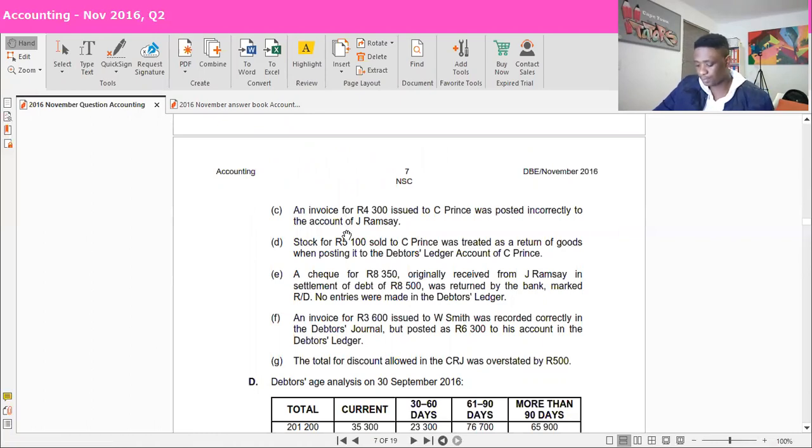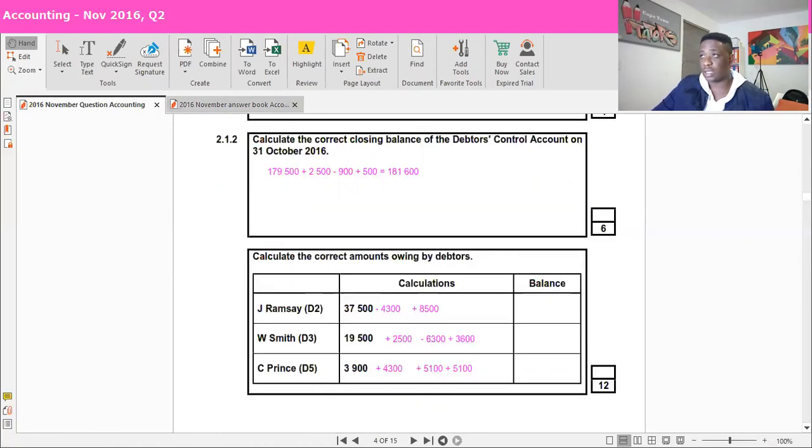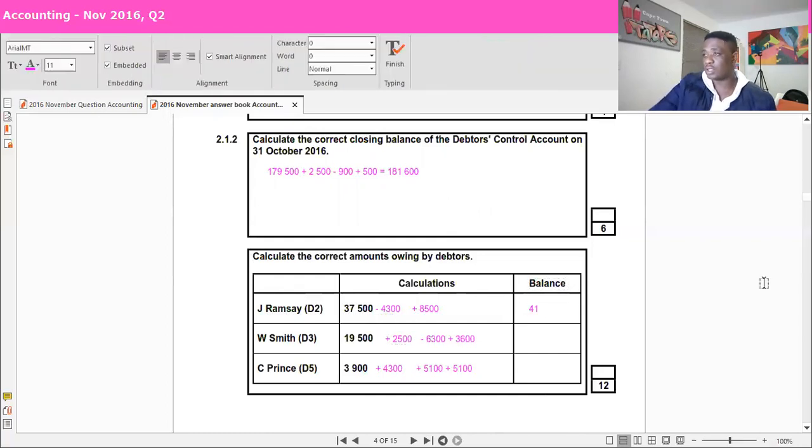And then the last thing that we need to do is to calculate the totals. The total for J. Ramsey should be 41,700. And then for W. Smith, we should be getting a total of 19,200. And then lastly, for C Prince, we should be getting a total of 18,400. All right. And that's where our lesson is going to end.